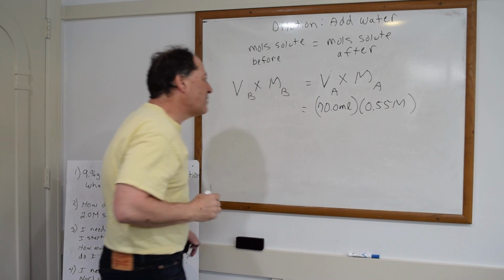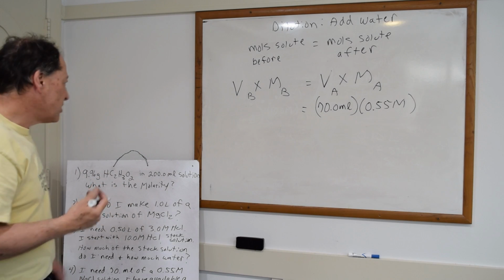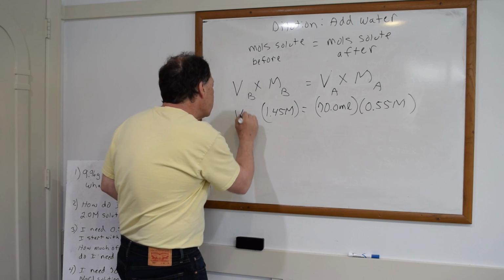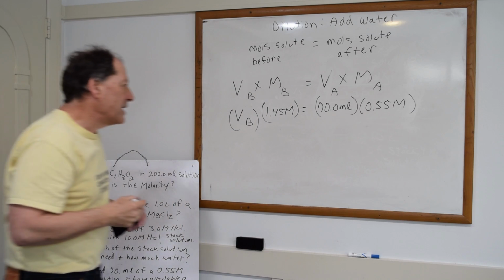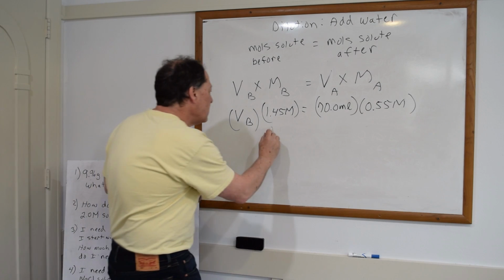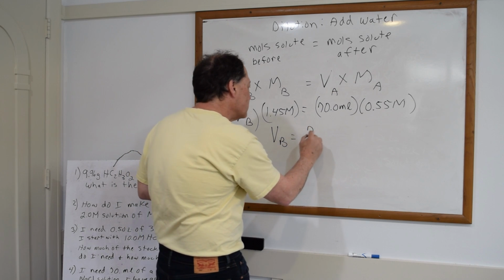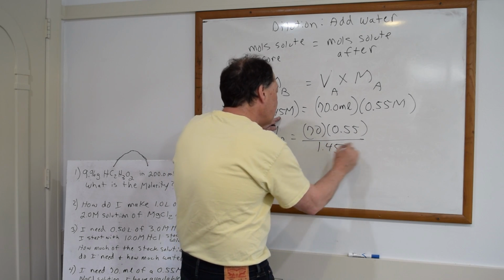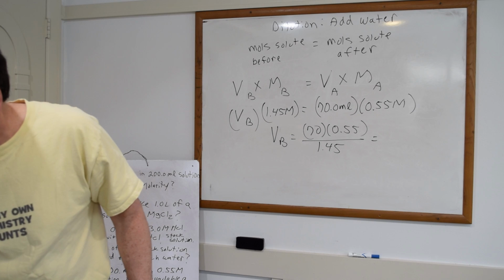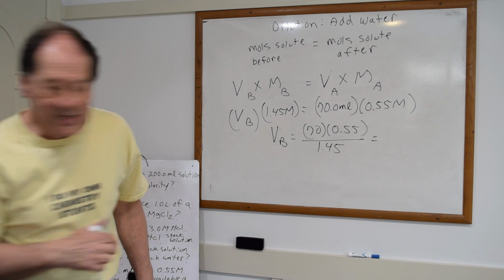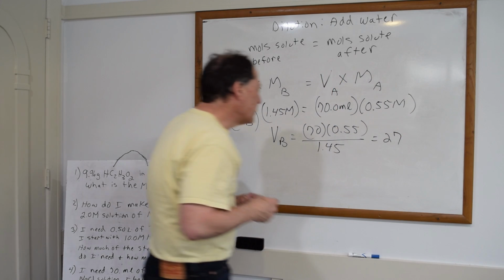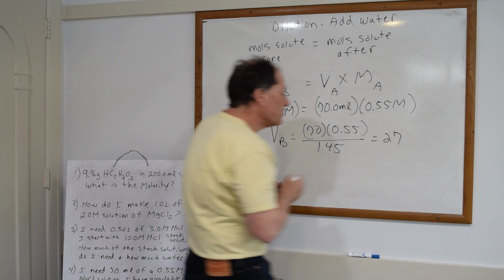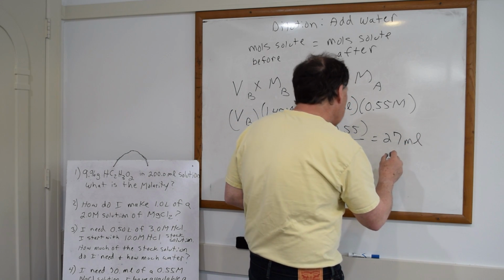And what's my stock solution? What am I starting with? I'm starting with a 1.45 molar solution. So the only thing I don't know is the volume of that stock solution I need to begin with. So I just need to solve this problem. The volume before the dilution is going to be the 70 times the 0.55 divided by 1.45. And the number that I get looks like around 27. And what will the units be? Well, if I use milliliters on this side, it's got to be milliliters on that side as well. So this is going to be 27 milliliters of the stock solution.